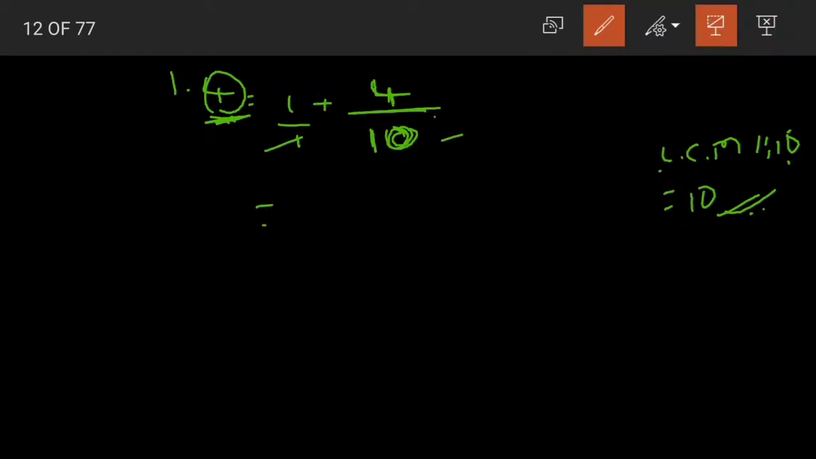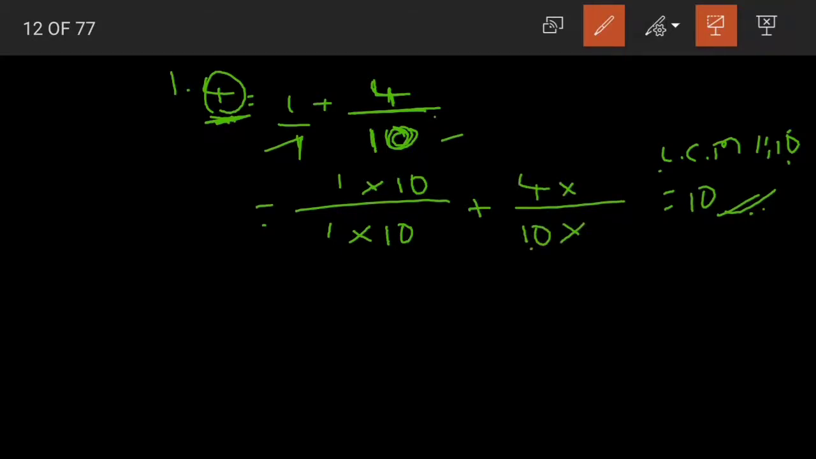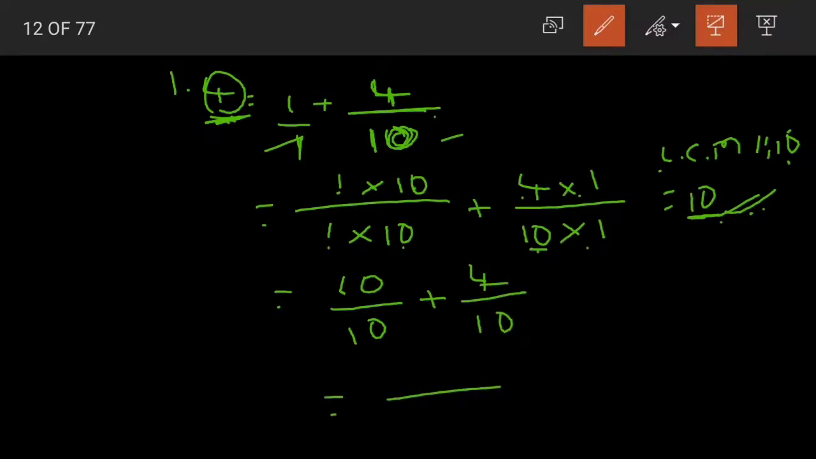Let me erase this. Here we are having 1 in the denominator. How will we get 10? If we multiply with 10. Yes, so again we have to multiply the same in the numerator as well. Next fraction is 4 by 10. Now again we are having 10 here, we need to get 10, so 10 into 1 is equal to 10. So these are our fractions. When we multiply 1 into 10, 10 divided by 1 into 10, 10 plus 4 into 1, 4 divided by 10 into 1, 10. Now these are our like fractions.